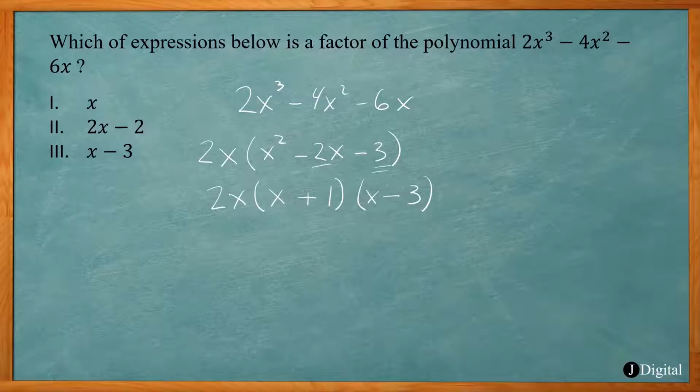So each of these is a factor. x is a factor, x plus 1 is a factor, and x minus 3 is a factor. Okay, so that'll give us choices. The first one, x is a factor, that's true, and x minus 3 is a factor.